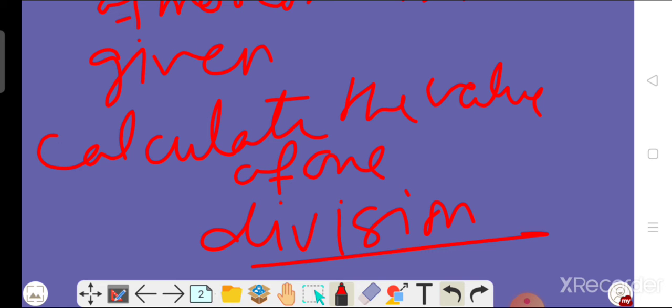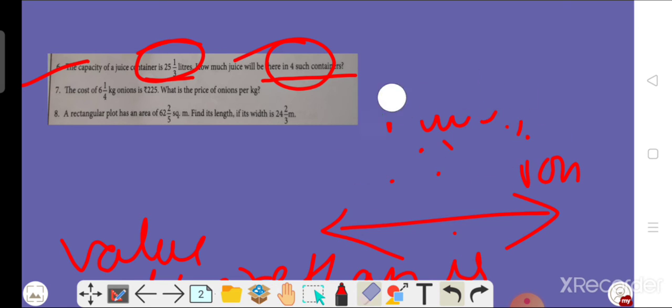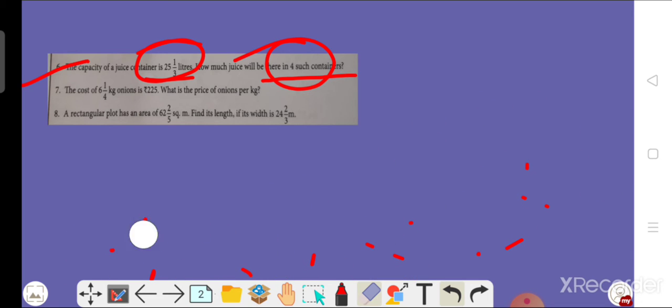Now look at question number 6. In this question, we are given the capacity of one container and we have to calculate the capacity of 4 containers. Here we have to calculate the capacity of more than 1, so we have to do multiplication. For more than 1 we do multiplication, and for 1 we do division.